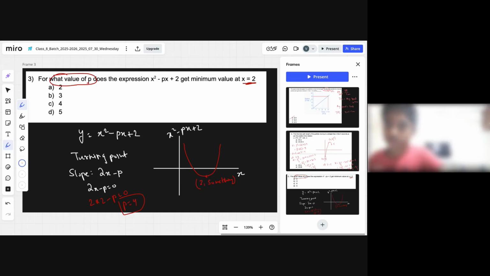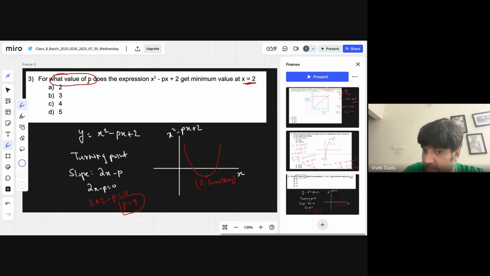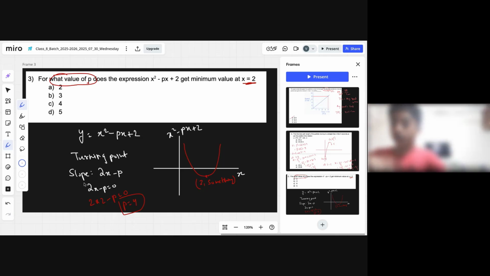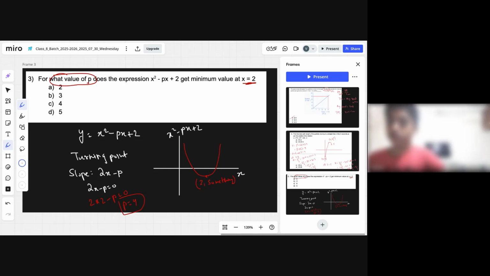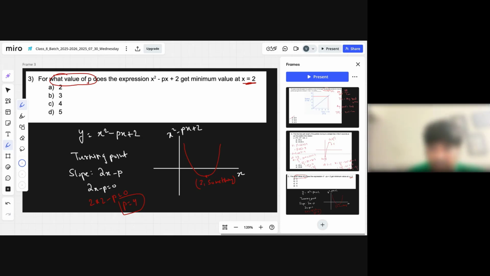Minimum point is also the turning point. So what is, like, the upwards? What if it's not a U, but like an upside-down U? You are saying it's upwards, like this? Yeah, that's a good question, Anish.